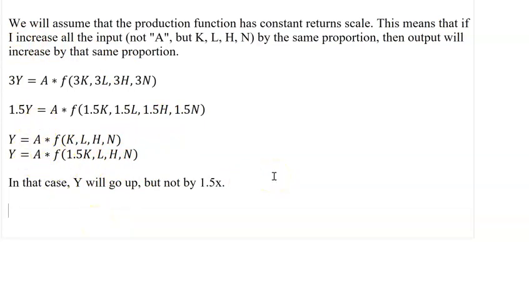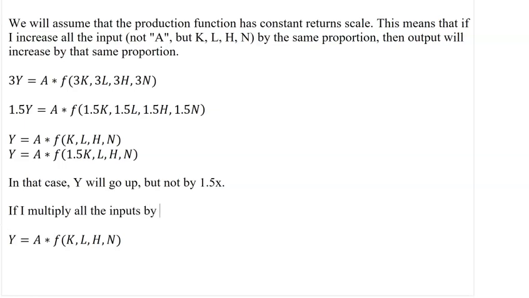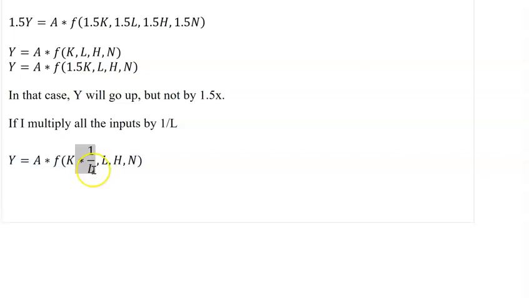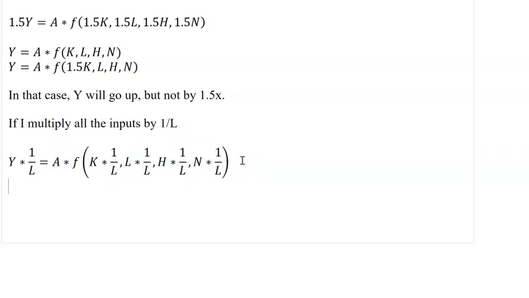So in this case, if I take this production function and multiply all the inputs by 1 over L, so I'm writing K times 1 over L, L times 1 over L, H times 1 over L, and N times 1 over L, then Y will also be multiplied by 1 over L. So then I can see my Y over L, where L over L becomes 1, so I'll just remove that.